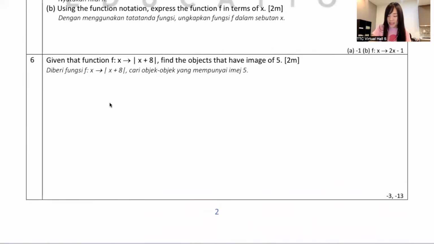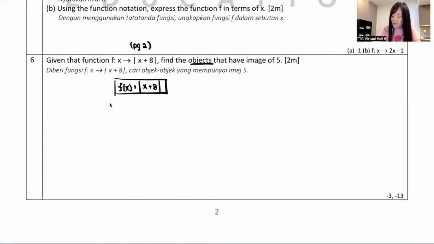Okay, so guys, can we jump to page 2? We start from question 6. Okay, let me read it. They say, given the function f(x), when you write a function, you don't write the arrow, you put a bracket and then modulus of x plus 8. So this is the function f(x). Now they say: find the object that has the image of 5.